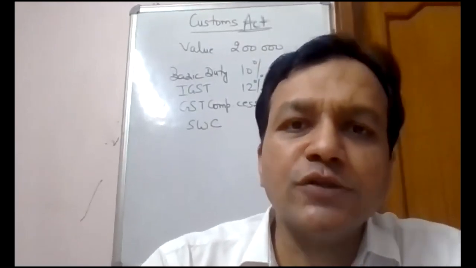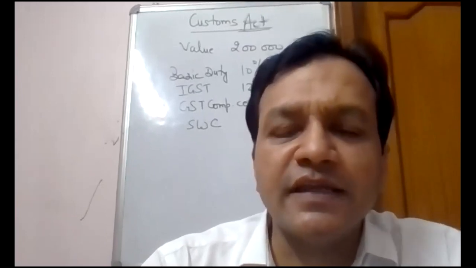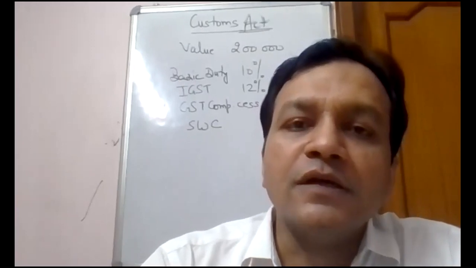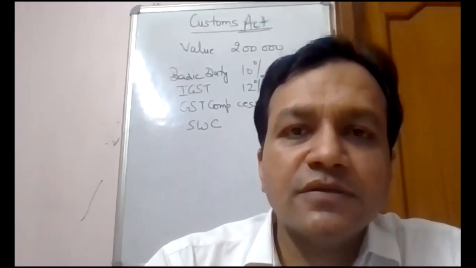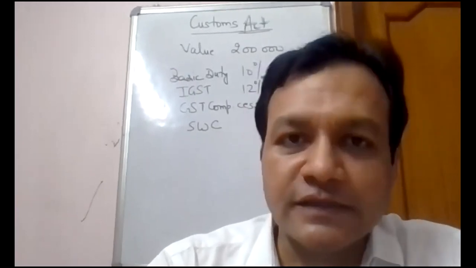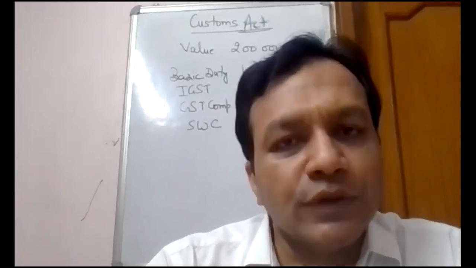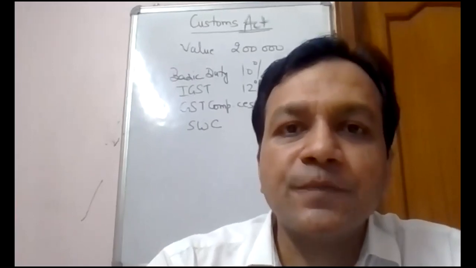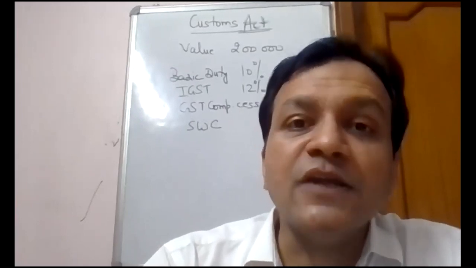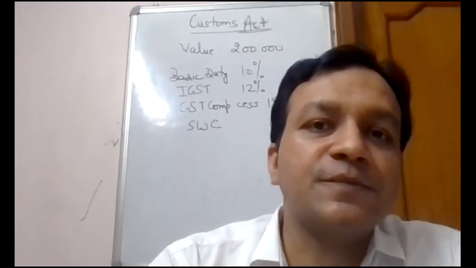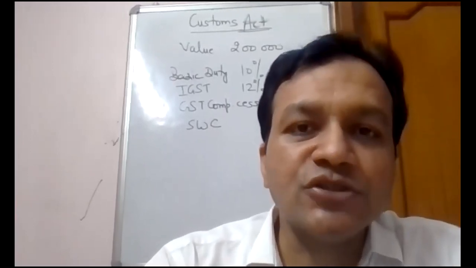Apart from additional duties of section 3 and other sections like protective duties, safeguard, etc., we have social welfare surcharge, road and infrastructure cess, and national calamity contingent duty. Now, I must tell you on what value you charge these percentages. For this, let me share a screen with you.